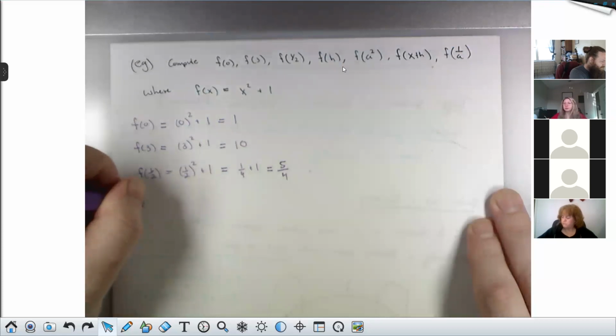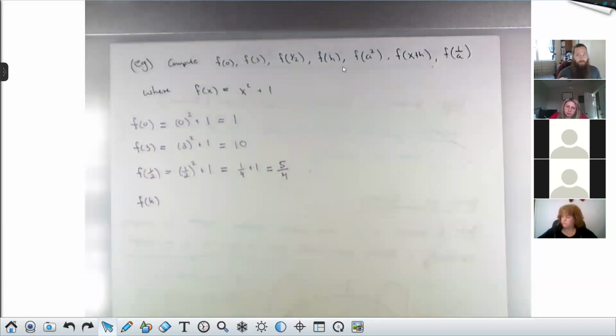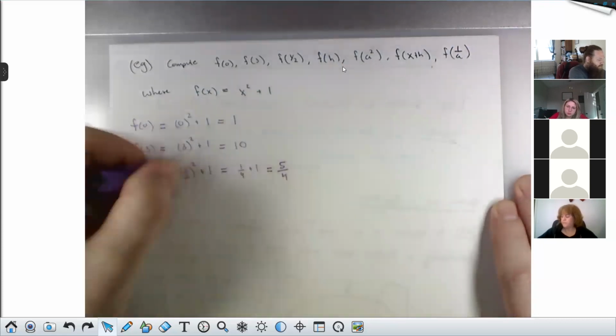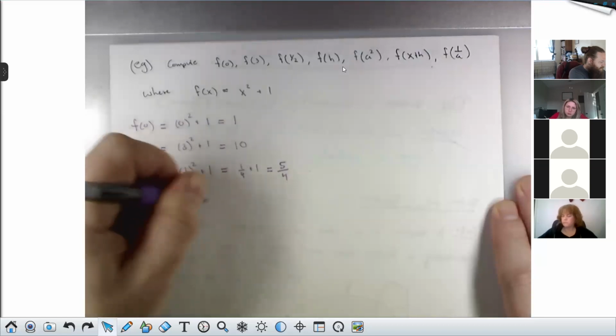I don't know what h is. H could represent anything. H might be another function. H could be a number. H could be any one of a mess of things. But f of anything is that thing squared plus 1. So f of h is h squared plus 1.